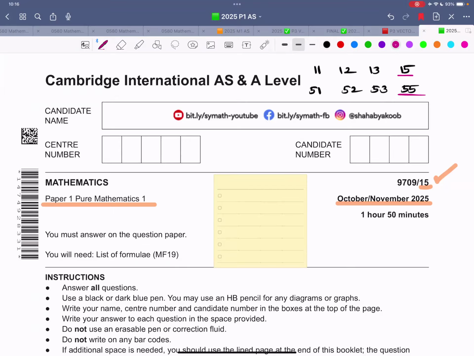So now the time is 10:16. So the starting time is 10:16 p.m. And let's get started.